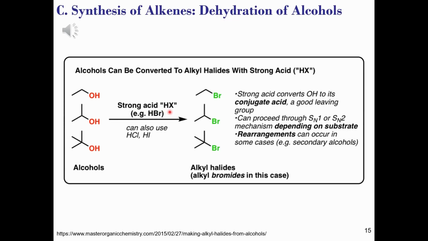So if you protonate it with a hydrohalic acid, these include HBr, HCl and HI, then it will convert the OH group to its conjugate acid, i.e. H2O+, which makes it a good leaving group. But instead of the expected elimination reaction, because remember the conjugate bases of these hydrohalic acids are weak bases, but they're fairly good nucleophiles, this will allow either SN1 or SN2 depending on the substrate.